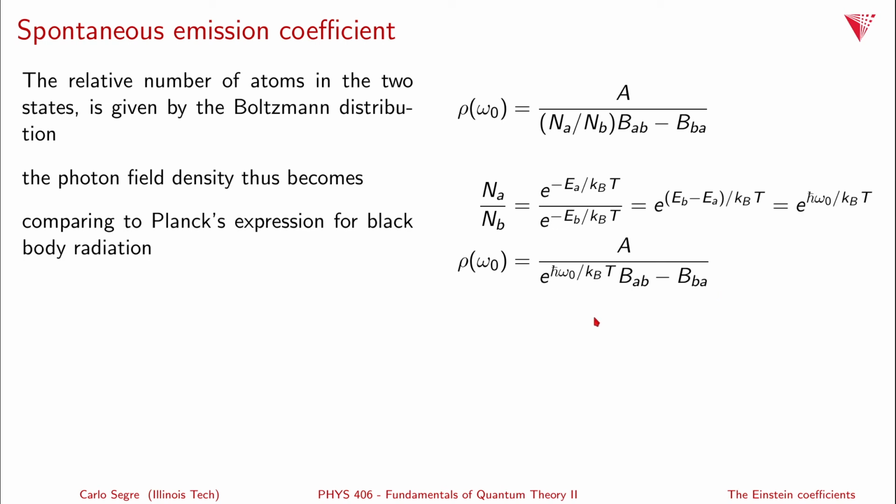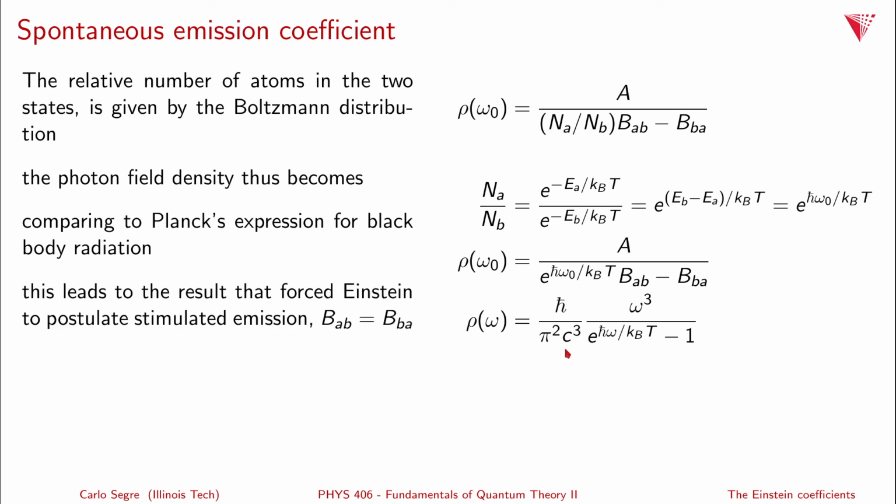If we now look at Planck's expression for black body radiation, which was well known at the time that Einstein did this derivation, rho of omega is equal to h bar over pi squared c cubed times omega cubed over e to the h bar omega over k sub B T minus 1. So by comparing these two, you can extract information about what B_AB, B_BA, and A would be.